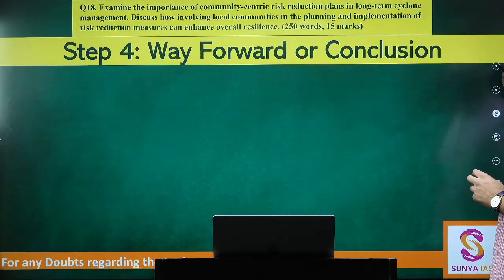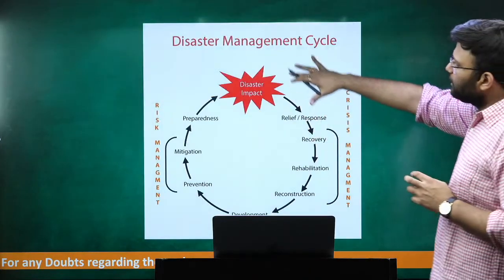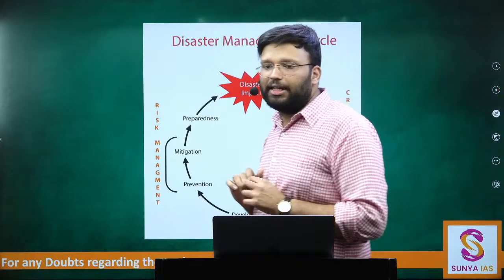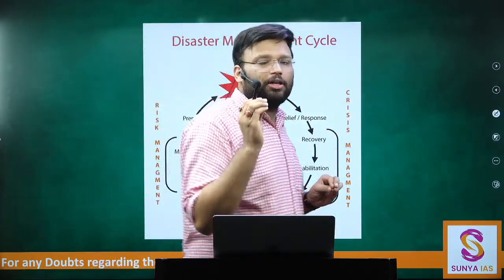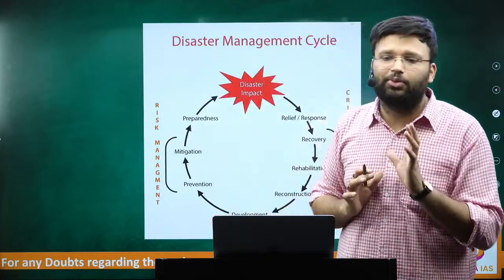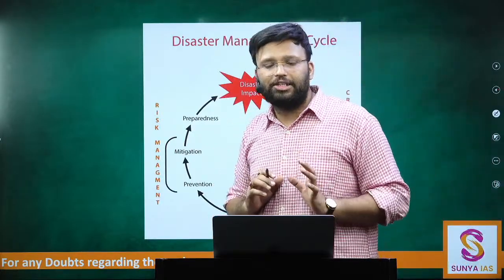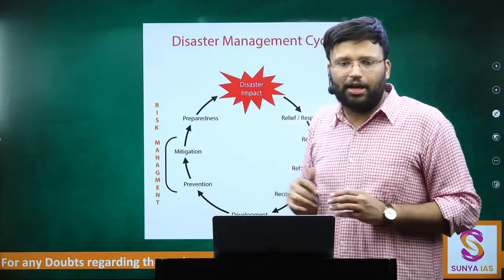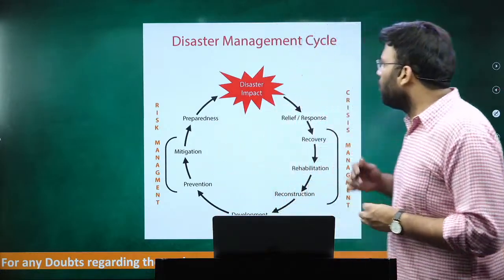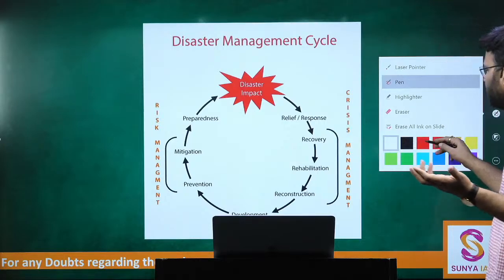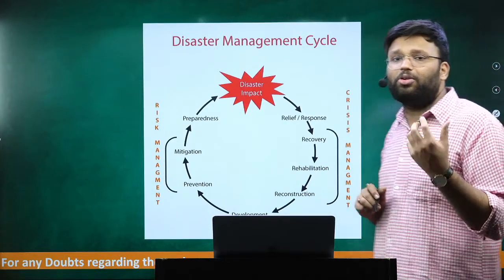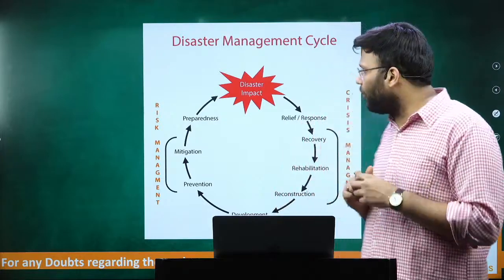How? This kind of disaster management cycle is applicable for all the disasters. It is applicable for cyclone, it is applicable for earthquake, it is applicable for landslide. All the disasters will be covered. Now, how to use it? You do not even have to draw this diagram. If you do, that is the best case. But even if you're not able to draw, then how to generate points?